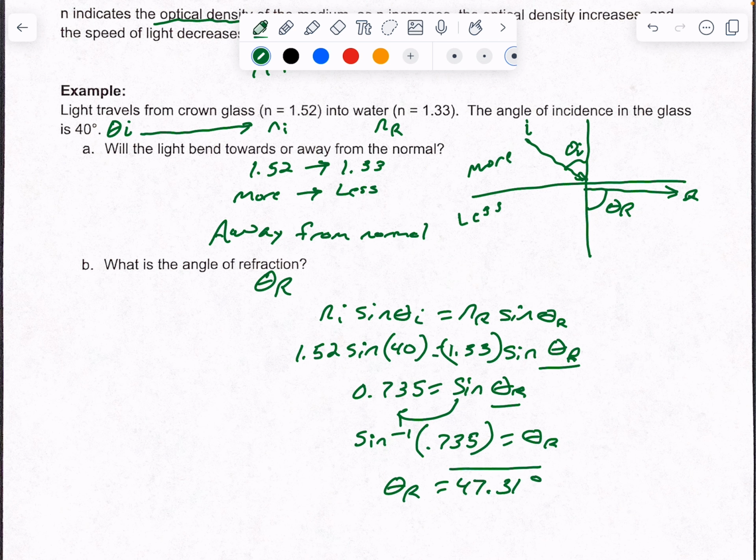So that is your new angle that it refracted at, which if you look, it actually revalidates what we answered up here. Okay, so remember we said it would bend away from the normal, which means my new angle is going to be bigger than my original. If my original was 40 and now it's 47.31, that matches. Okay, and that'll end that one.